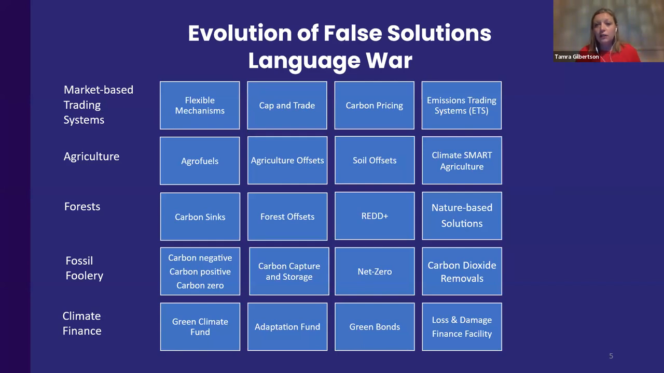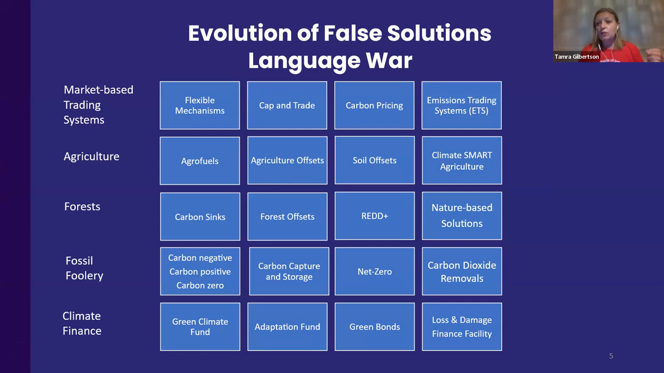Over the last 20 years or so, we've really been in a language war. And I know that Neth and others at ETC Group point this out as well, that the market-based trading system started out as what were called flexible mechanisms in the 90s, then went to the cap and trade systems that exist today, to carbon pricing instruments, to emissions trading systems. And ETS is something that's been used since the beginning as well.